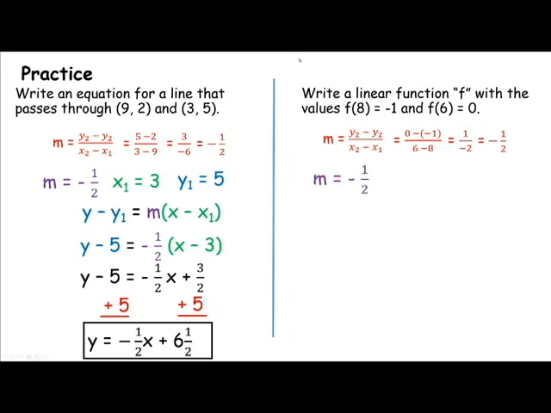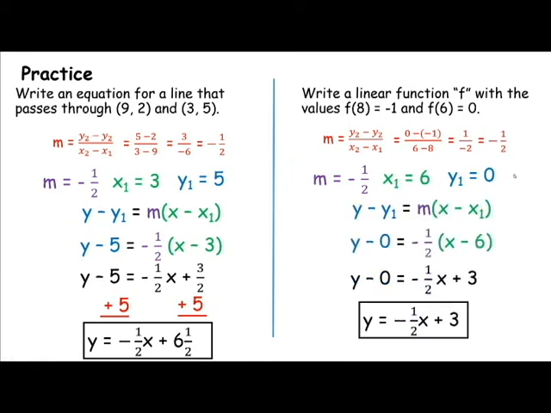Well, once you have your slope, you pick either of these 2 points. I tend to prefer numbers that are positive. I also like the fact that this y is a 0. That's going to save me some trouble. And from there, it works just like the others.